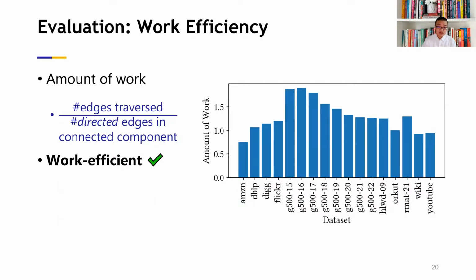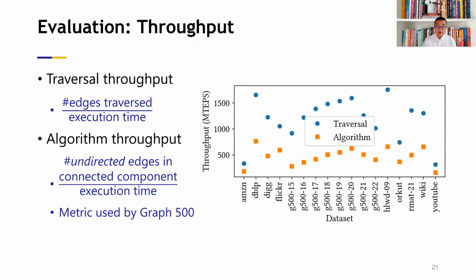This figure further shows that Splat is very effective in terms of removing redundant edge traversal. The high-throughput and high-capacity CGPQ and the fast, redundancy-removing CVC lead to a high throughput. This figure shows both the traversal throughput and the algorithm throughput achieved by Splat. The traversal throughput counts all traversed edges, including ones visited many times, while the algorithm throughput only measures the number of edges in the connected component of the root. This is the metric defined and used by Graph 500.